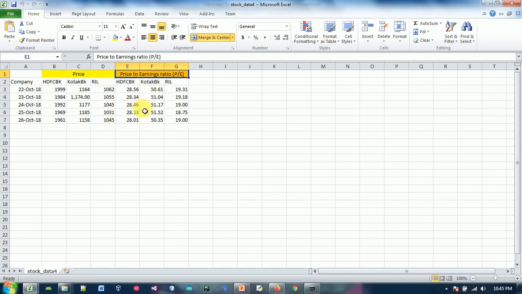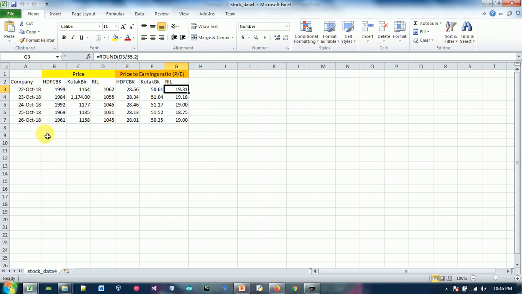This is a terminology used in the share market, called the price to earning ratio, and these are the dates. That means on this particular date, the share value of HDFC Bank was say 1999, and then the price to earning was say 28.56. Similarly, Kotak Bank was 1164, the price to earning was 50.61. Similarly for Reliance. Now this is some old data.